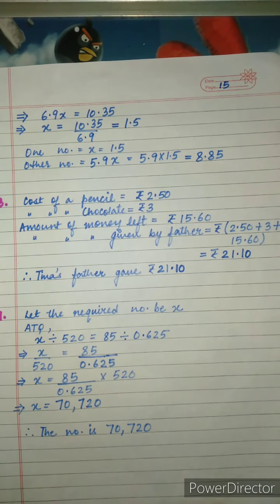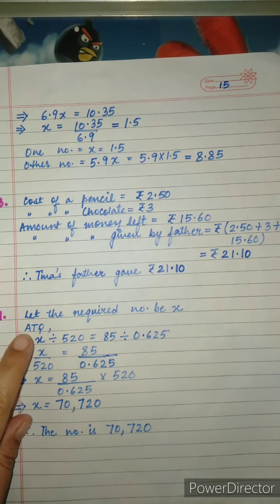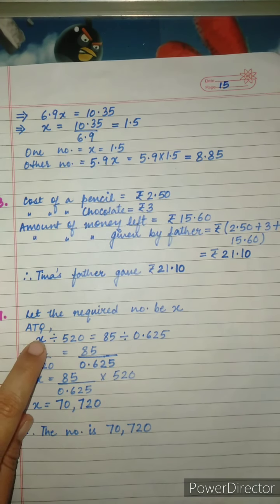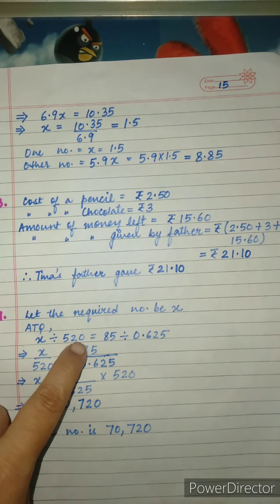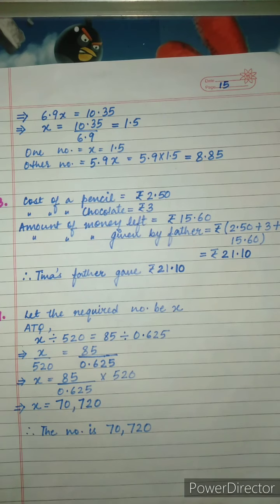Now come to question number 21. We are given what number divided by 520 gives the same quotient as 85 divided by 0.625. So let the required number be x. So according to the question, what is given to us? That the number divided by 520 gives the same quotient as 85 divided by 0.625.